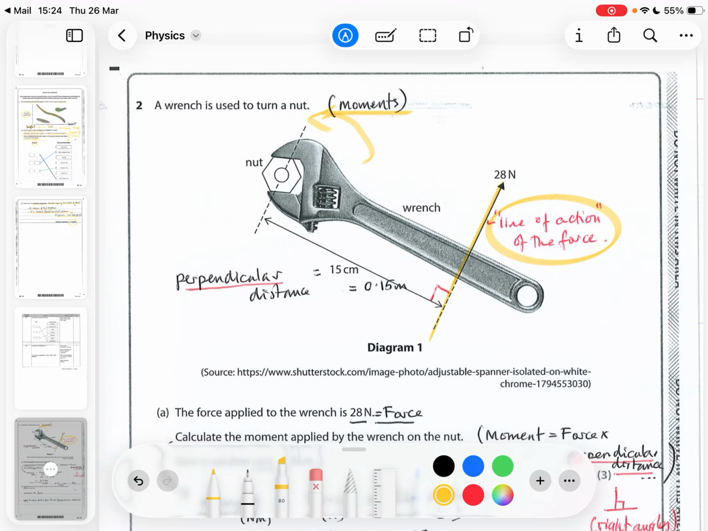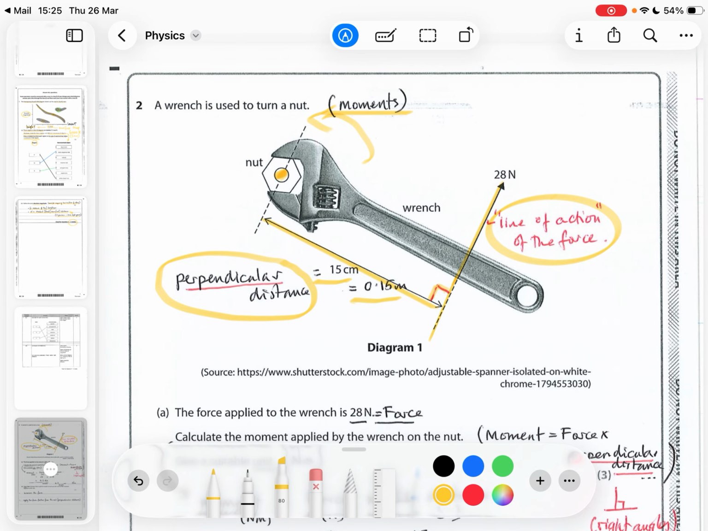So you're pulling the wrench upwards, and it's trying to rotate the nut around the thread here. And you can see that there's a distance from the line of the force to the center of the turning point, which is the center of the nut. And that distance, which I've drawn at right angles, is always used. It's the perpendicular distance, which is 15 centimeters, which means it's 0.15 meters.